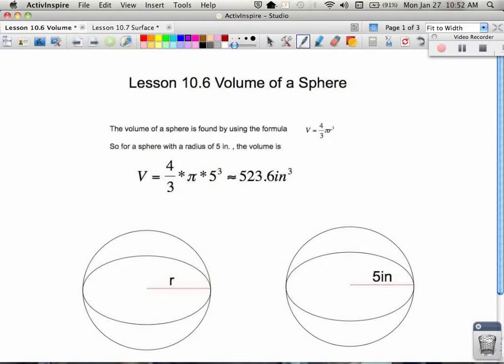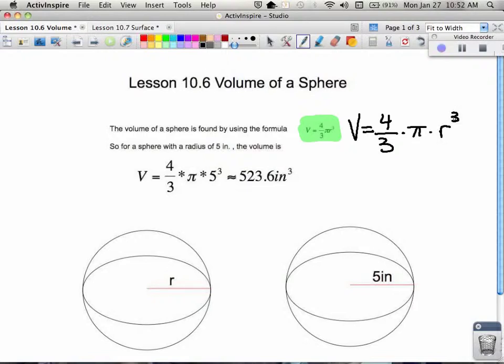In lesson 10.6, we're going to be talking about the volume of a sphere. And the volume of a sphere is a very particular formula, one that you'll have to memorize, of course. And it is 4/3 times pi r cubed. I'm going to write it a little bit bigger because that print's kind of small. So the volume of a sphere is 4/3 times pi times the radius cubed.